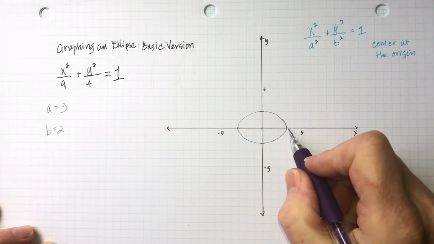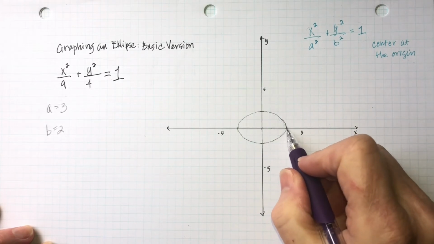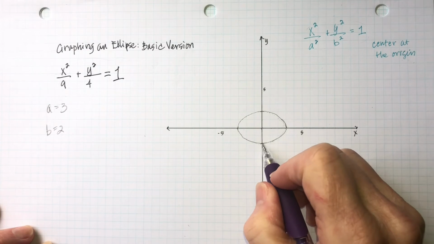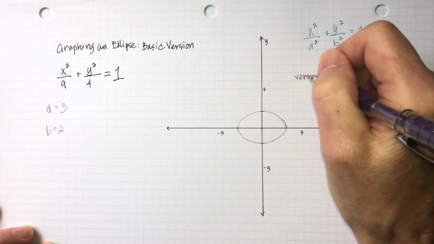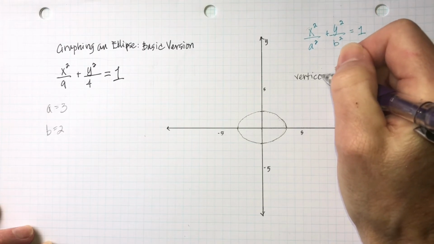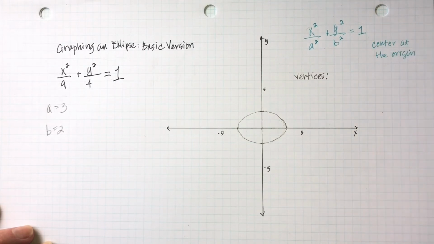So we need to label these points, and these points here and here, and the points here and here are going to be the vertices. So each one is a vertex, plural vertices. And you will need to list this when you're doing this problem on a homework assignment or for a test or exam. You will need to list the vertices.